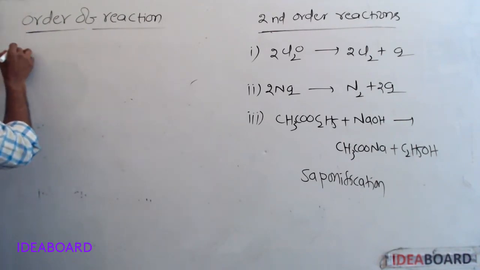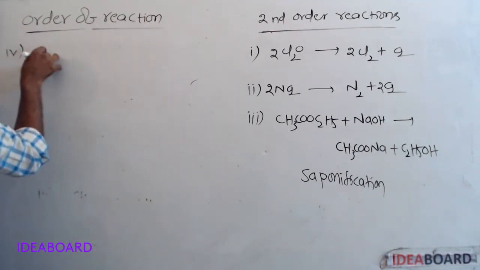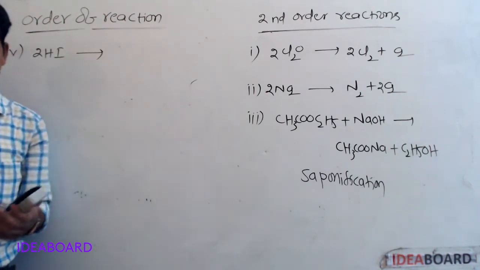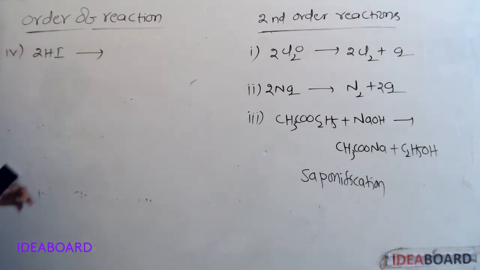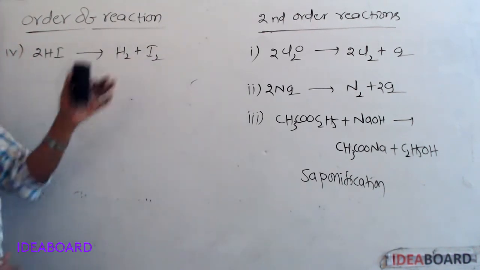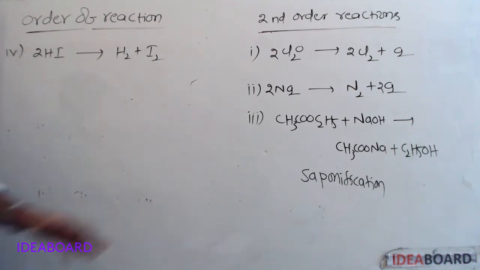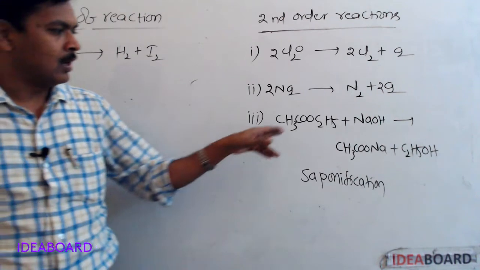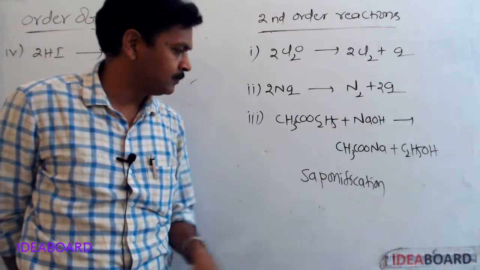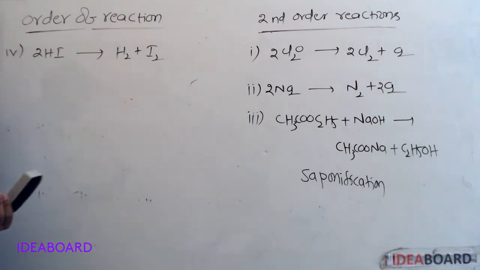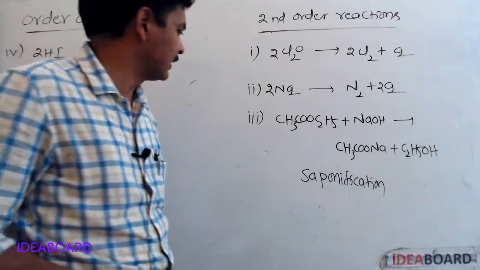Next example, decomposition of HI, hydrogen iodide on decomposition, H2 plus I2 are formed. This is also a second order reaction. Decomposition of chlorine oxide, decomposition of nitrogen dioxide, hydrolysis of ester with alkali, decomposition of hydrogen iodide. These are the examples for second order reactions.